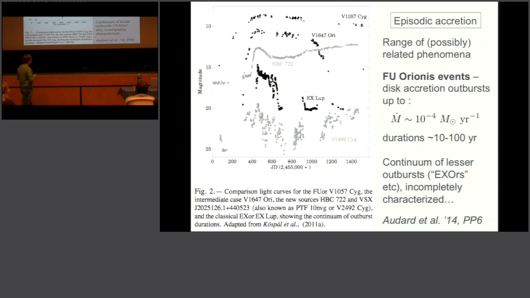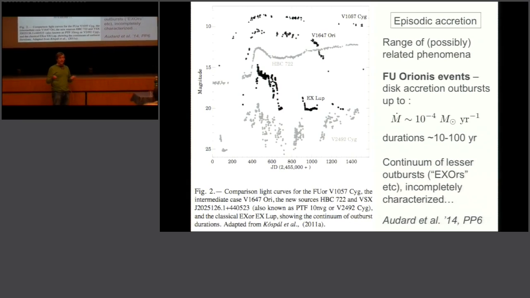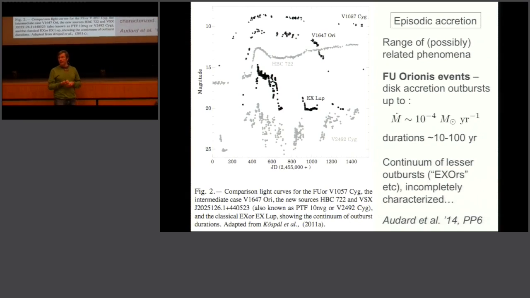So in these systems, there's a range of phenomena. They may all be the same phenomena. They may actually be different phenomena that have similar observational manifestations. But these are all systems where it appears the accretion is extremely variable on a timescale that's much larger than the dynamical timescale of the inner disk, the rotation period of the star, or any of the other, if you like, natural timescales of the system.